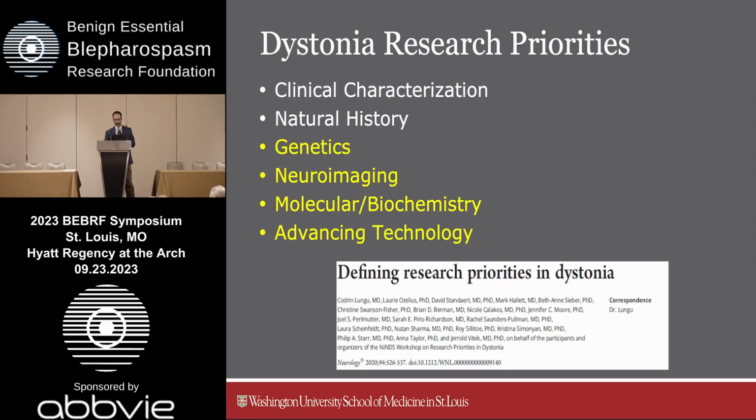with dystonia. And so this is the list I showed earlier of research priorities that was defined at the NIH level. And we focused earlier on the clinical characterization and the natural history. Now we're going to briefly talk about the genetics and then focus on neuroimaging, molecular, biochemical components, and how we're applying advanced technology to learn more about these diseases.